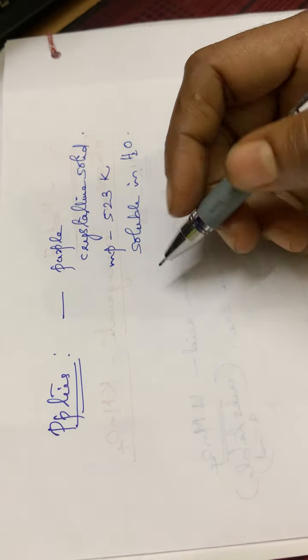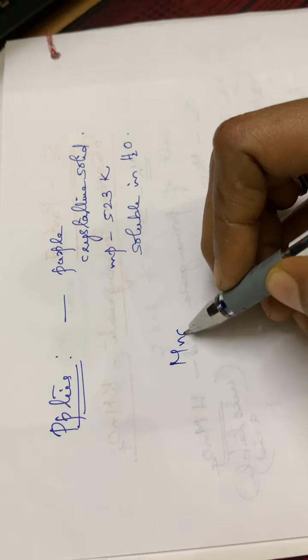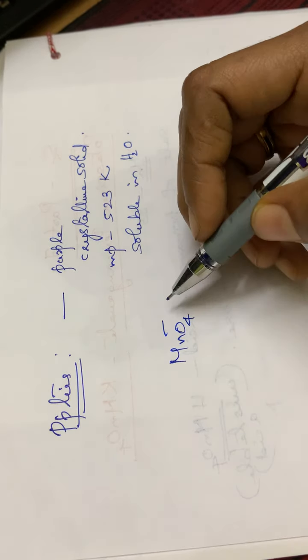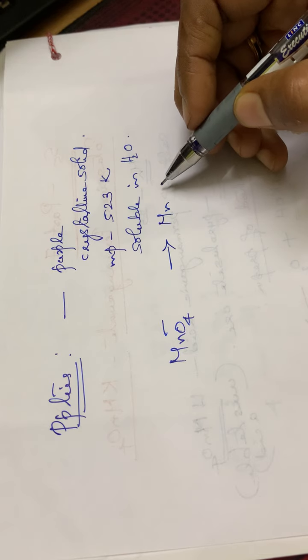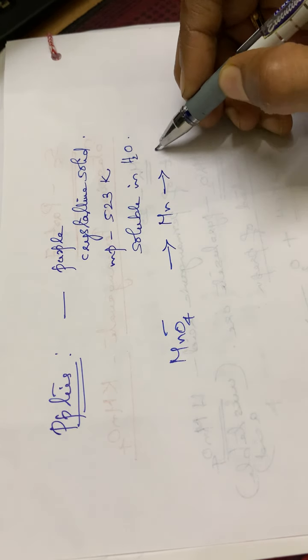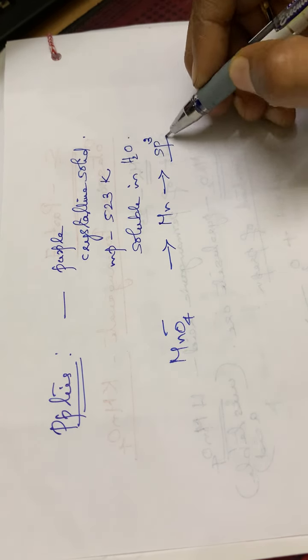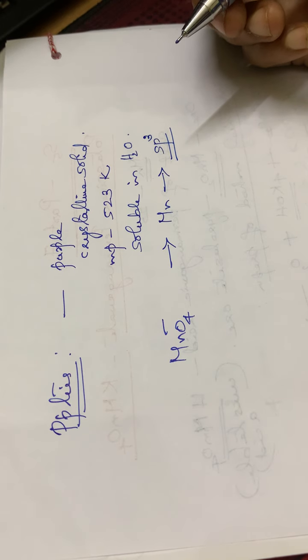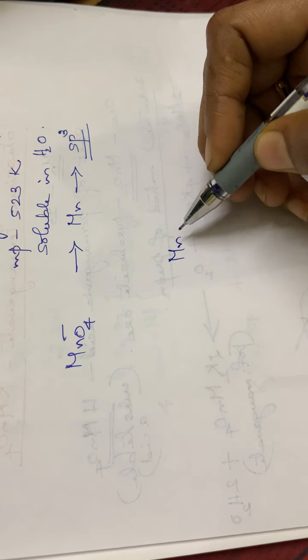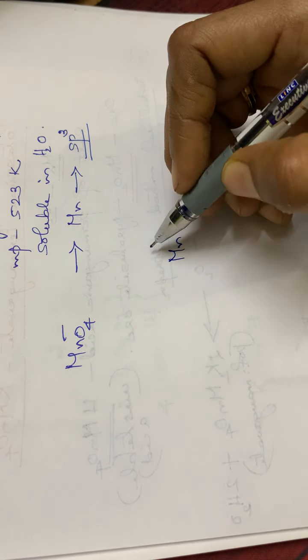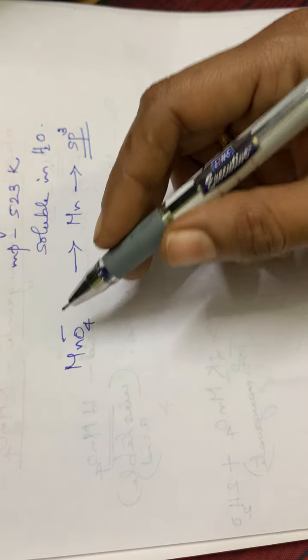And also in the case of MnO4 minus, potassium permanganate, the metal present there is manganese, isn't it? The transition metal is manganese, and in this manganese, it is in the sp3 hybridized state. Okay, so you have to study the structure of this potassium permanganate also. The structure, it will be like this. It will be having a tetrahedral geometry. Okay, MnO4 with one negative charge.